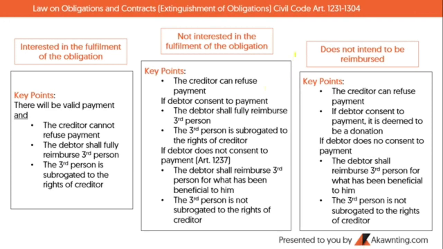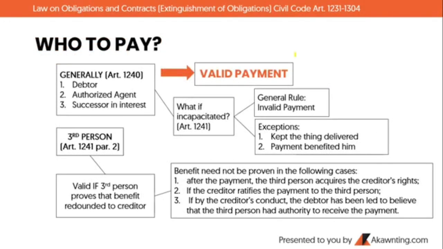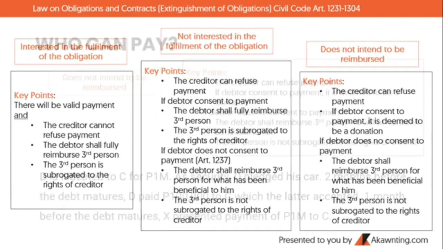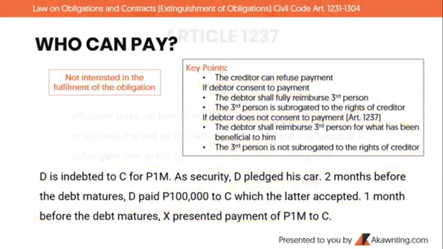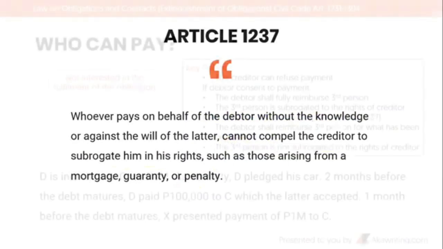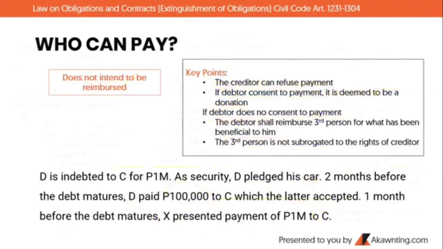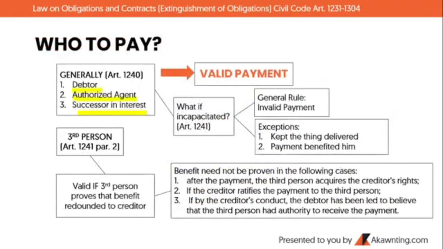So, next, punta na tayo sa who to pay. Sino ang babayaran? Under Article 1240, the debtor, the authorized agent, and the successor in interest. Mukhang na-copy-paste natin yung kanina, who can pay. Kasi who to pay nakalayo ngayon eh. So, na-copy-paste natin yung kanina.